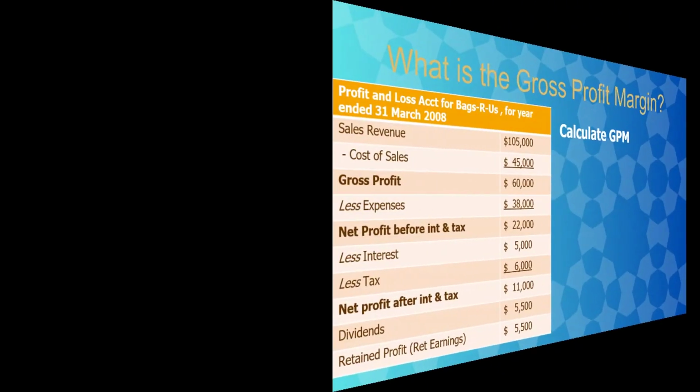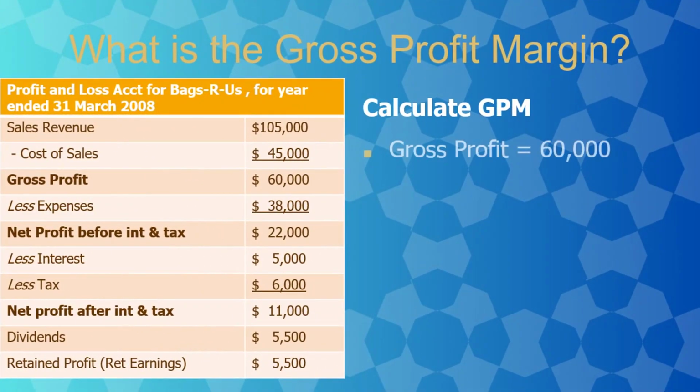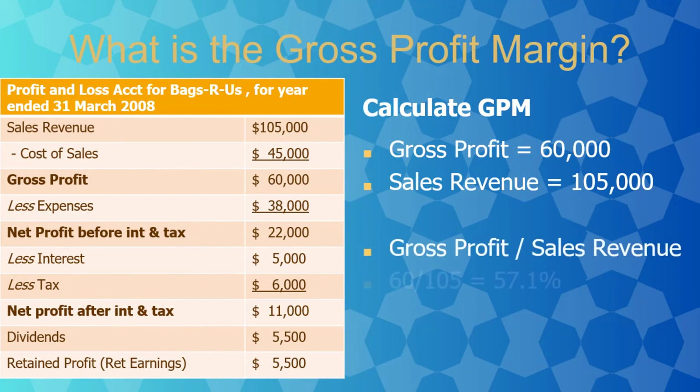Let's calculate the gross profit margin for Bags R Us. With a gross profit of $60,000 and sales revenue of $105,000, the margin is 57.1%. This example demonstrates how to apply the formula to real-world data.